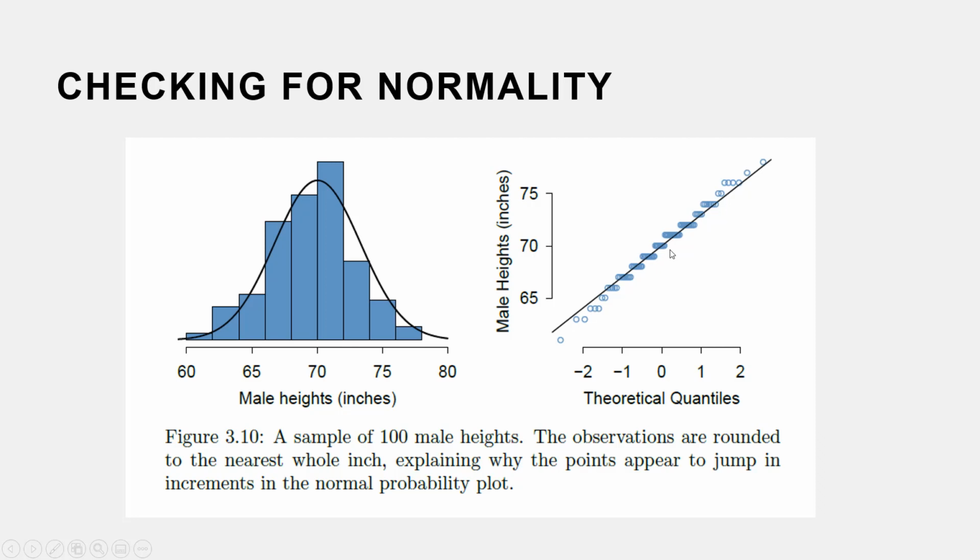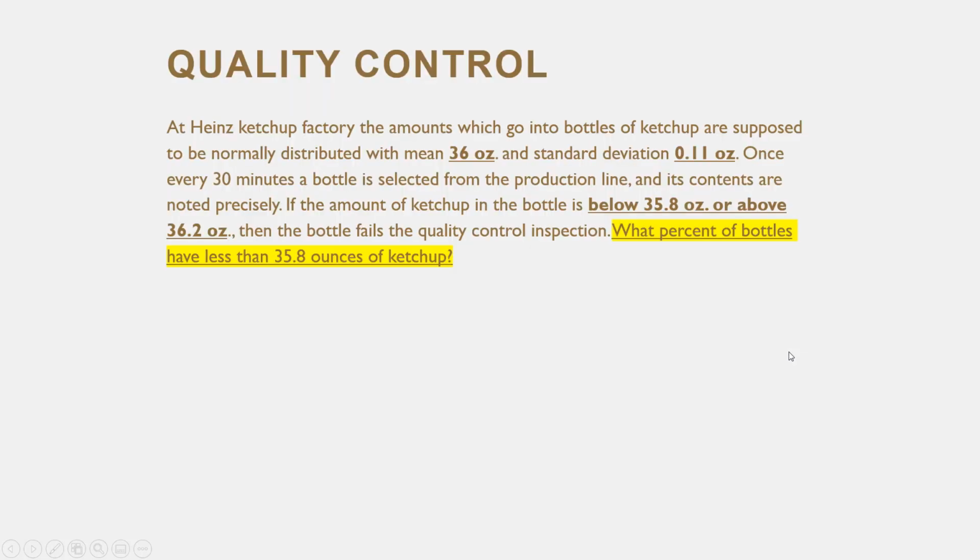So if those dots adjust to that straight line, then it is a normal distribution. But if it's really deviated from it, like if you have a strong tail or such, then you probably won't be that confident that it's a normal distribution. So let's do an example here.